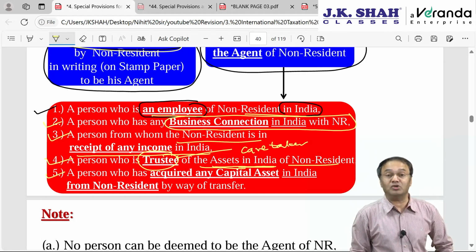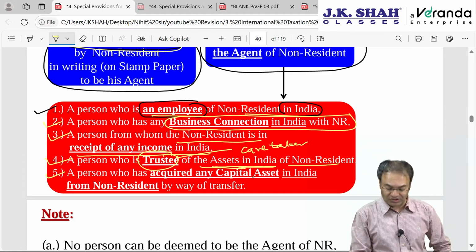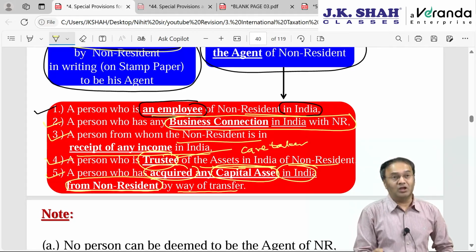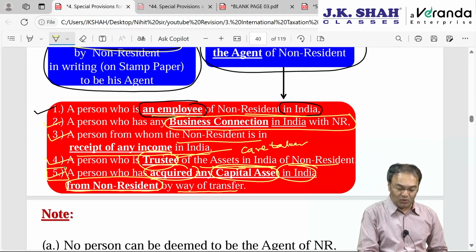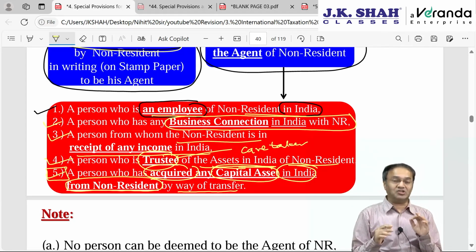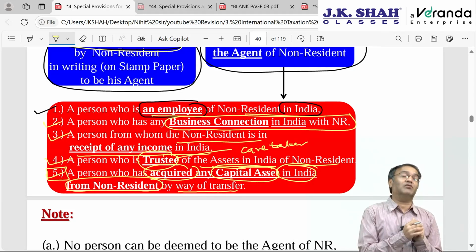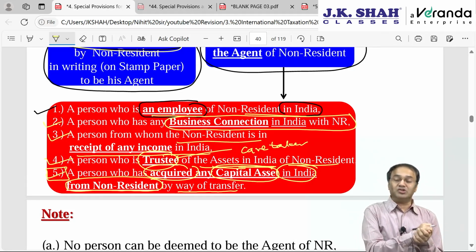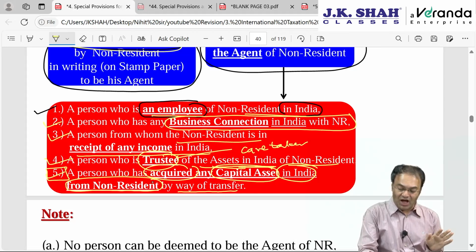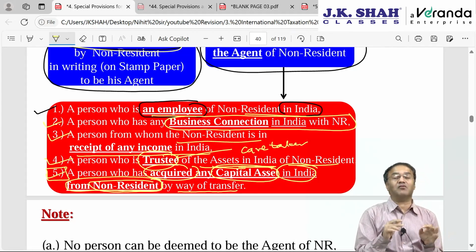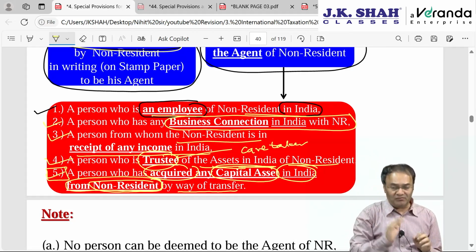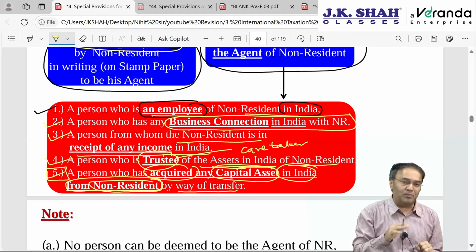Fifth and the last, a person who has acquired a property, a capital asset in India from a non-resident by way of transfer. So here, this is a very dangerous point. I always advise my clients that whenever you deal with any non-resident, whenever you buy any property from a non-resident, you will have to be very careful. This non-resident may run away after receiving payment. Say you bought a flat worth 5 crore from a non-resident. After TDS, you paid him 5 crore. He will go away. Property is transferred to you.